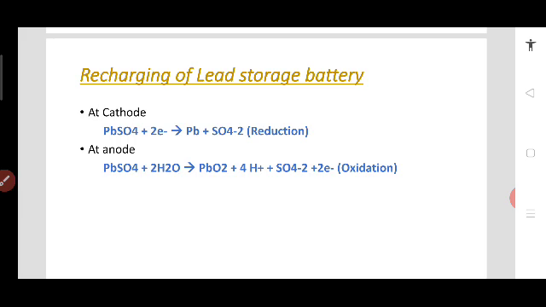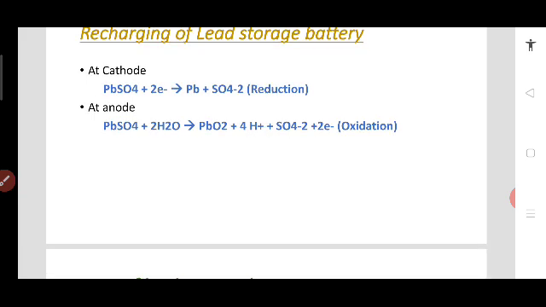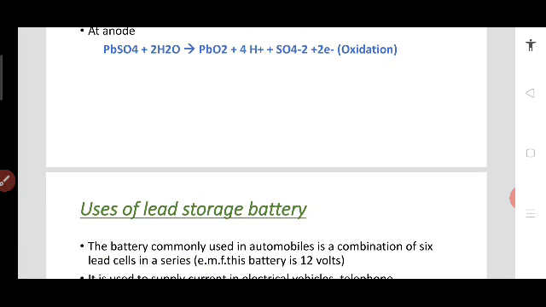By recharging a lead storage battery, at the cathode, PbSO4 plus 2 electrons gives Pb plus SO4 2-, reduction. This takes place at the cathode. At the anode, PbSO4 plus 2H2O gives PbO2 plus 4H+ ions plus SO4 2- plus 2 electrons. Oxidation takes place at the anode. By that, the battery will be charged.